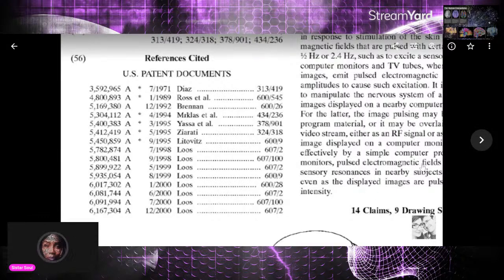Pulsed electromagnetic fields, sensory resonances, right? The sensory resonances in subjects, that would be you, in nearby subjects, even as the display images are pulsing with intensity.